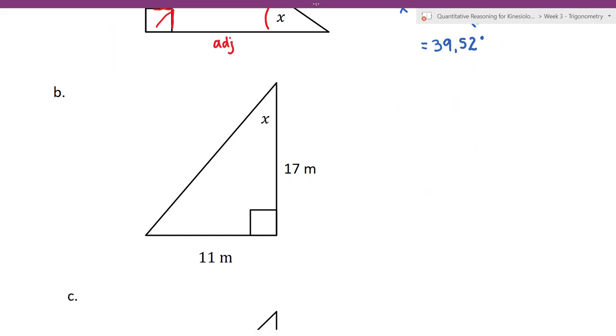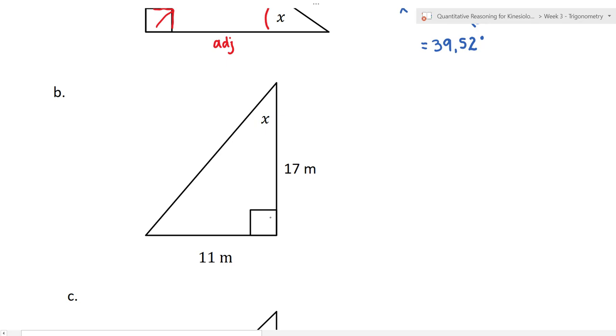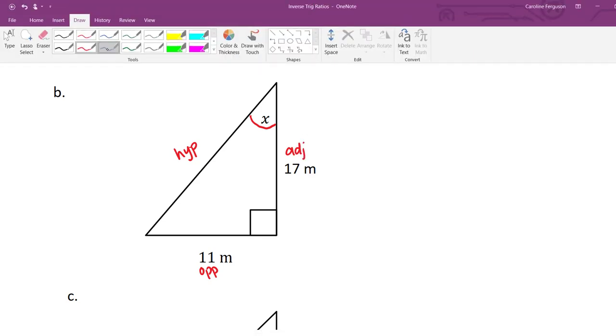So let's do the process over again. We're going to start by labeling our 3 sides. So opposite of the right angle is the hypotenuse. Opposite of the angle that we're looking for is opposite. And then the remaining side, which is the side that's adjacent to or touching the angle that we're looking for, is the adjacent side. I'm going to write out Sohcahtoa.